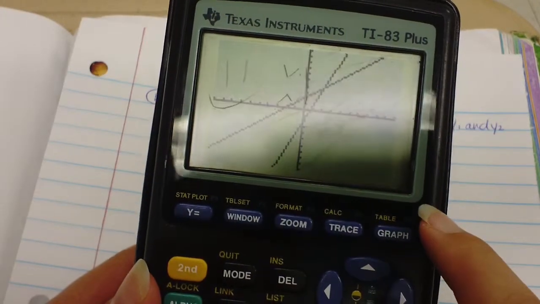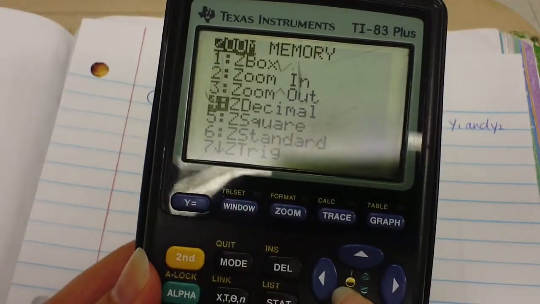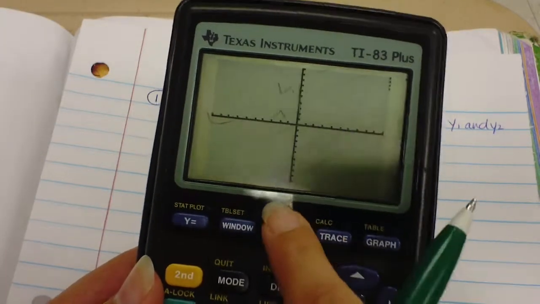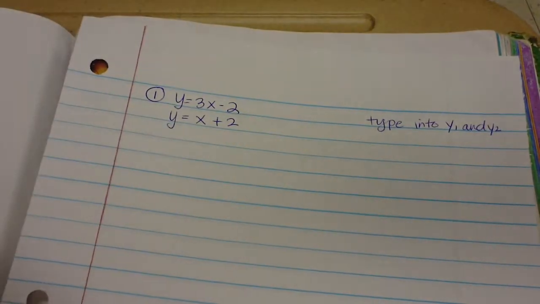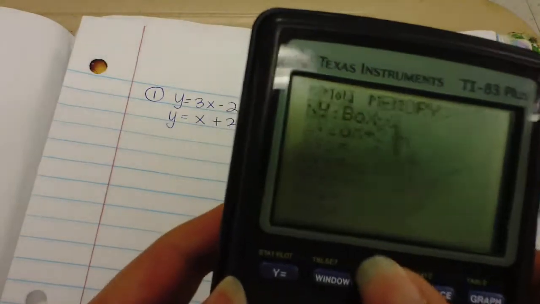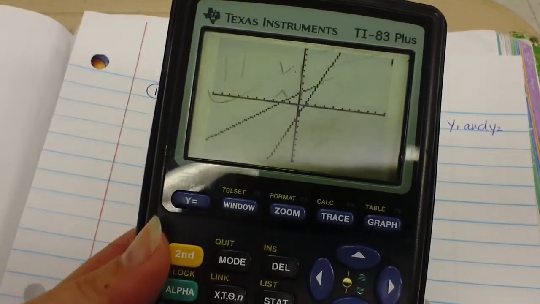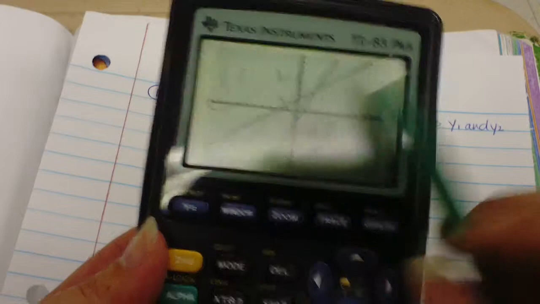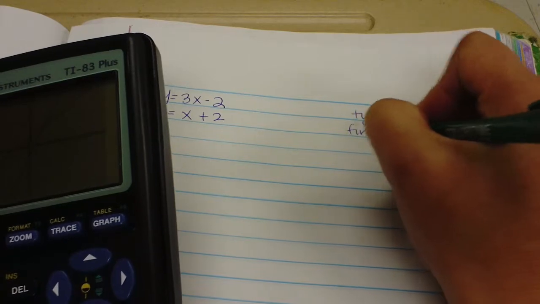If your screen doesn't look like mine, then press zoom and go to zoom standard to see. Uh-oh. My calculator is freezing up. Let me fix that real quick. Okay, sorry. You're going to go to zoom and then zoom standard to get to the screen that looks like mine. And you see the 2 lines have an intersection. This intersection is the solution. So once you graph the 2 lines, you type into y1, y2, you need to find the intersection.